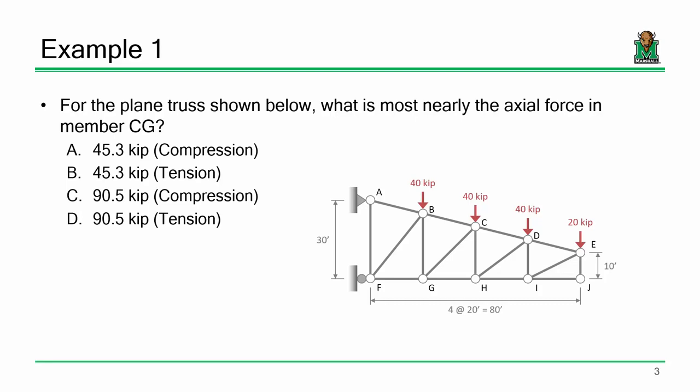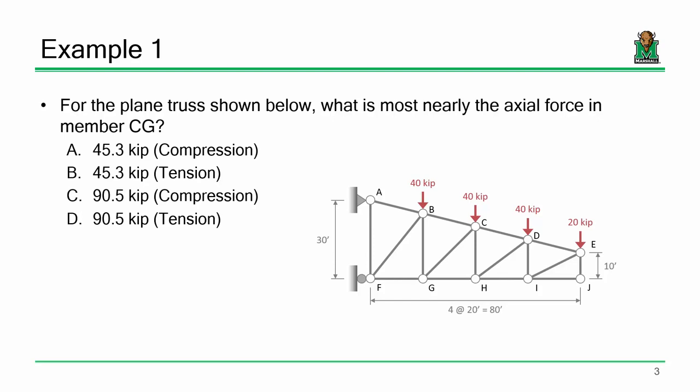And I want to make a few observations, just behavioral observations, before we even start doing this problem. Okay? So this is our first example, and it's a truss analysis. The problem states that for the plane truss that we have shown here, what is most nearly the axial force in member CG? So we're ultimately looking at this diagonal member inside the truss here. And this is one of those problems where it's kind of tough to look at the choices and see what the answer is, or what it isn't. Maybe that's a better way of putting it.